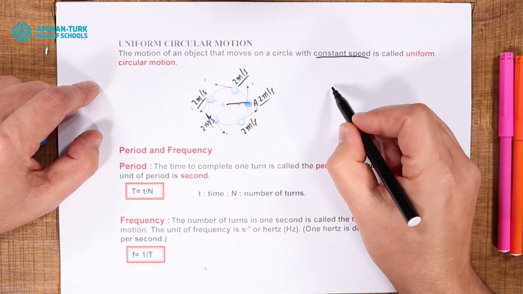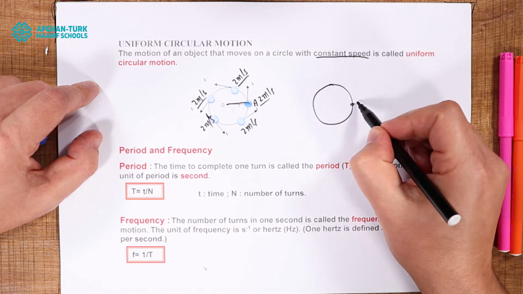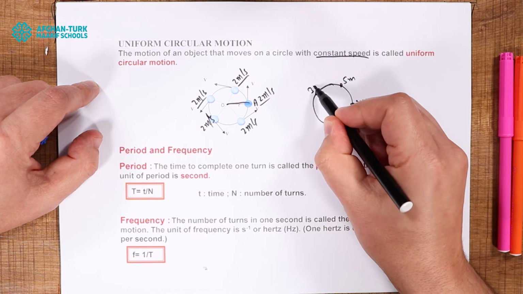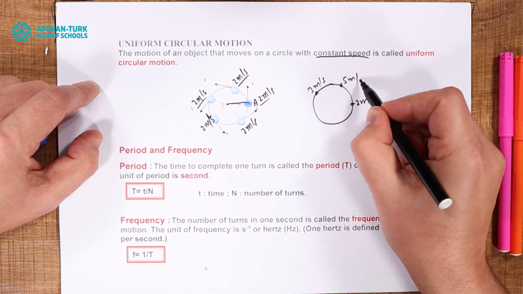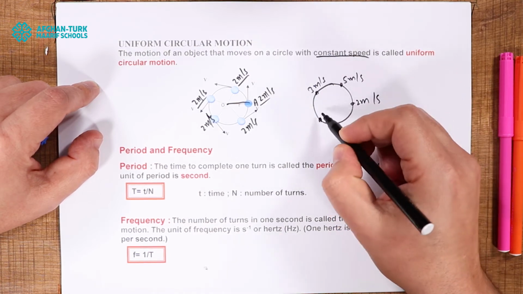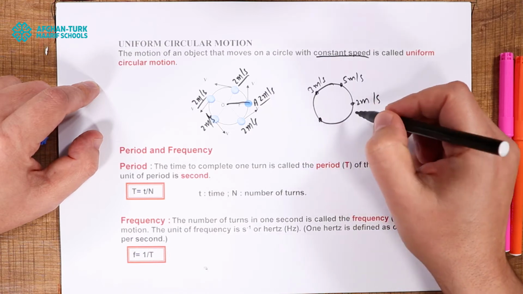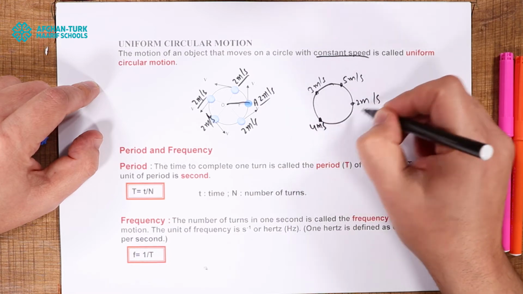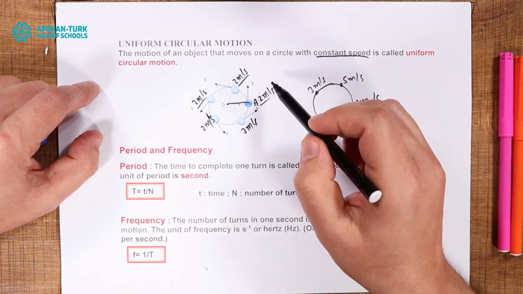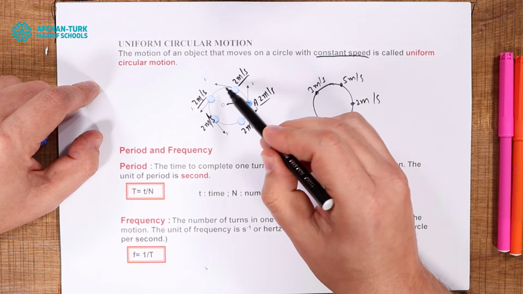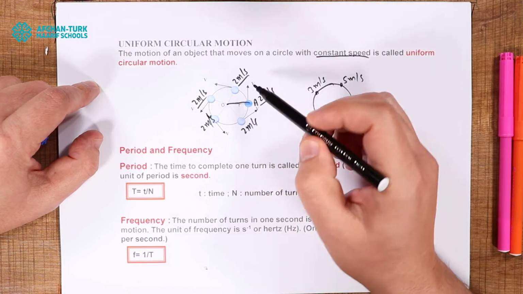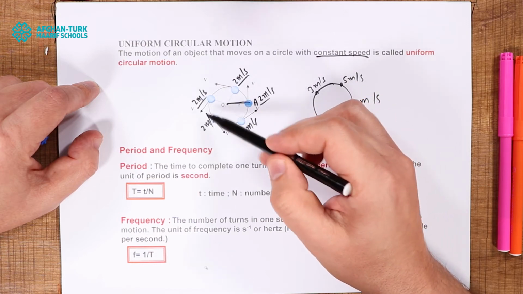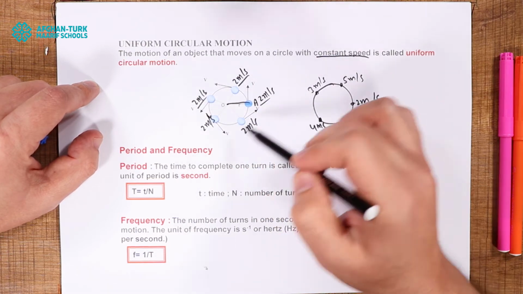What do we mean by change? For example, here it is 2 meter per second, here 5 meter per second, here 3 meter per second, and when the object reaches this point, its speed becomes, let's suppose, 4 meter per second. This is not constant. Constant means that at every point throughout the circular motion the speed is the same, so this is called uniform circular motion.